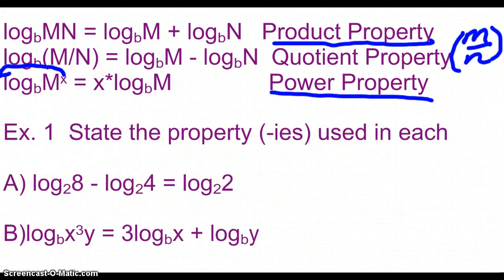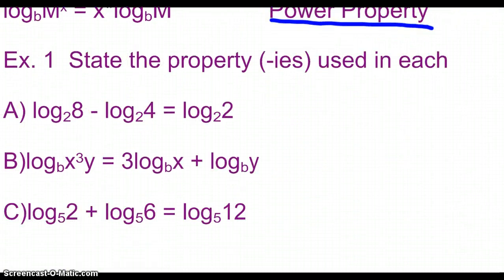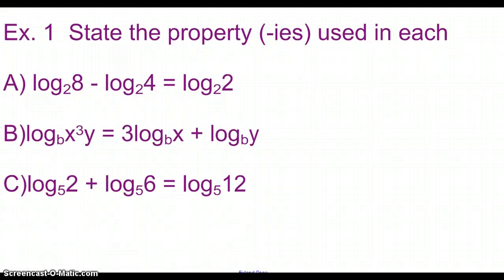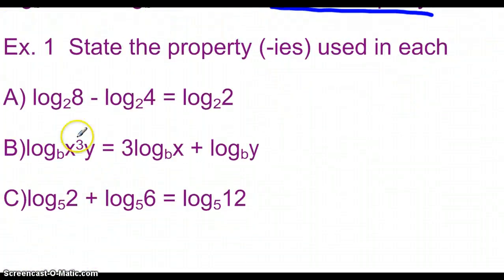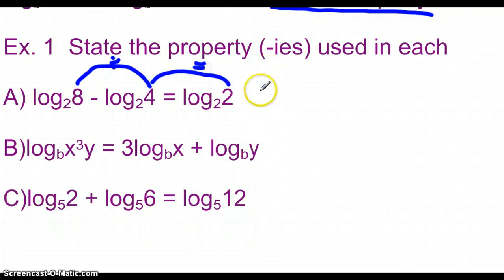So on some of these, they're going to simply ask you to go through and tell which ones they are. So first of all, if this has a subtraction sign, the only one that's subtraction up here is quotient. So that would mean this divided by this. So let's see if that works. So if this was going to be quotient, 8 divided by 4 should equal 2. So that works. So that's going to be quotient.